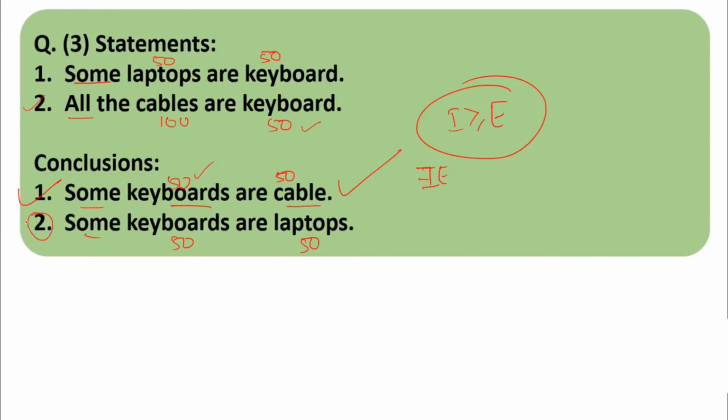Take the second conclusion. Some keyboards are laptops. Keyboards and laptops, which sentence? First sentence, directly keyboard and laptop in one sentence. Here laptop income is 50, laptop expenditure is 50. Okay, condition satisfied. Here keyboard income is 50, keyboard expenditure is 50. Condition satisfied. So this is also a valid conclusion. So both are valid conclusions, both follow. Okay, both conclusions follow. Moving to the next question.